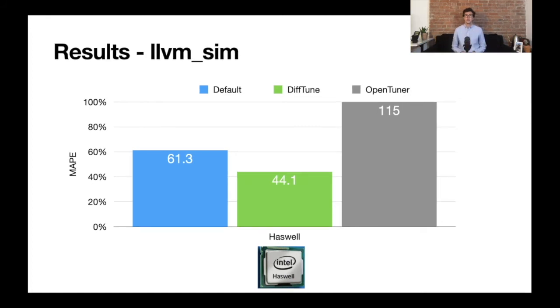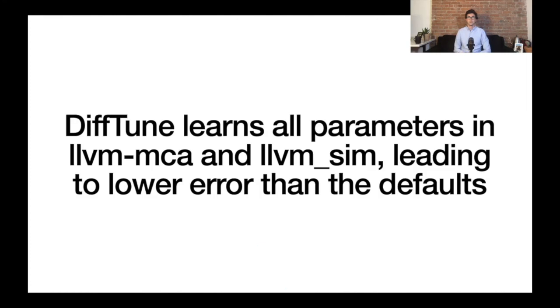I also just want to note here that we're only including the error for Haswell because LLVM-sim only has default parameters defined for the Haswell microarchitecture. So, DiffTune can learn all of LLVM-MCA and LLVM-sim's parameters, leading both to have lower error than when instantiated with the default parameters. So what do these learned parameters look like?